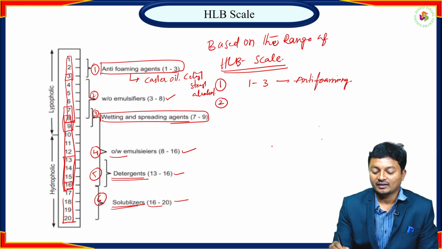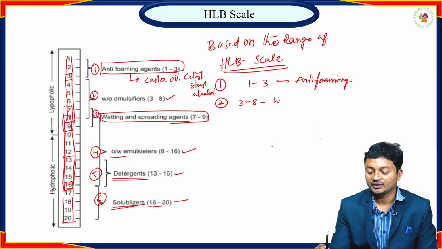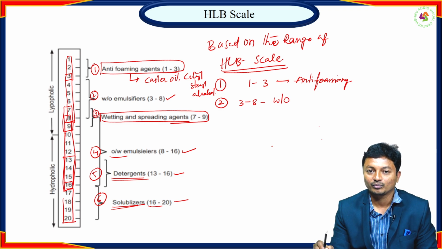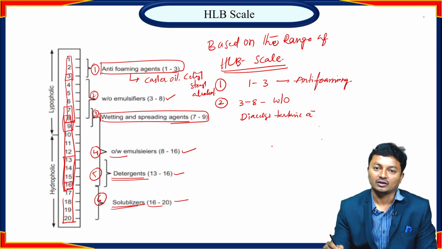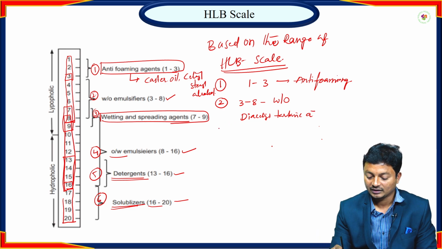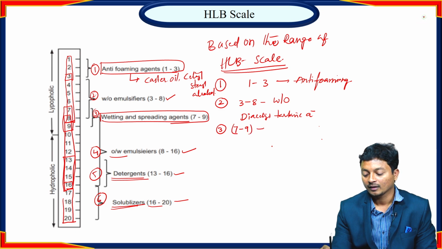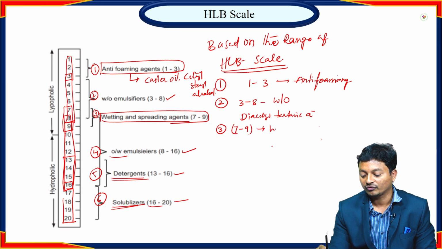Next, coming to the second class, the range in the scale is 3 to 8. This indicates water in oil type emulsifiers. The example for this is diacetyl tartaric acid. And then the third class, the range in the scale is 7 to 9. This 7 to 9 indicates wetting and spreading agents.